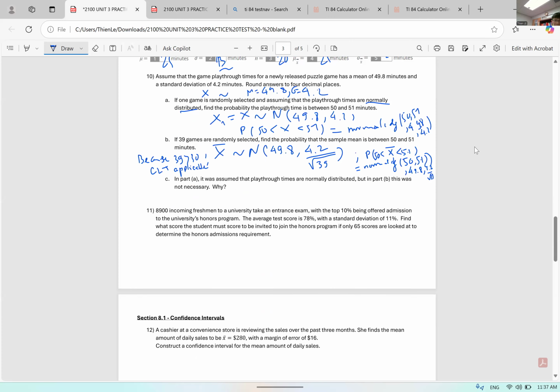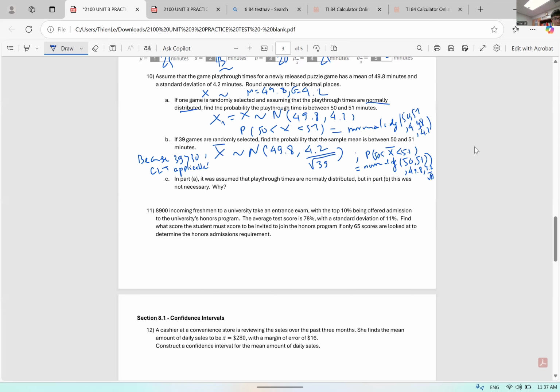8,900 incoming freshmen to the university take an entrance exam, with the top 10% being offered admission to the university's honors program. The average test score is 78% with a standard deviation of 11%. Find what score the student must score to be invited to join the honors program, with only 65 scores looked at to determine the honors admissions requirement.